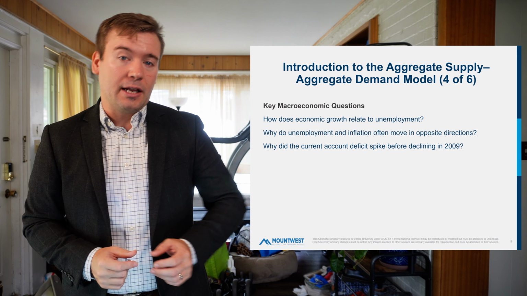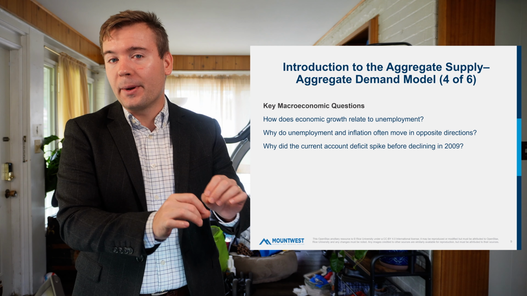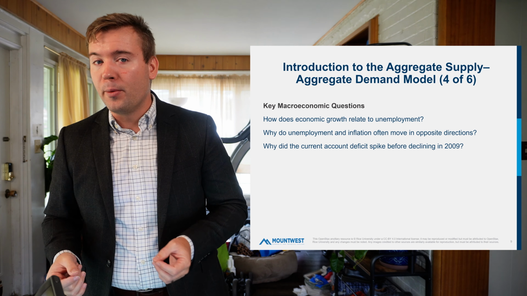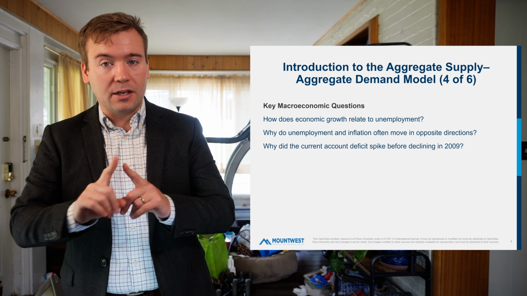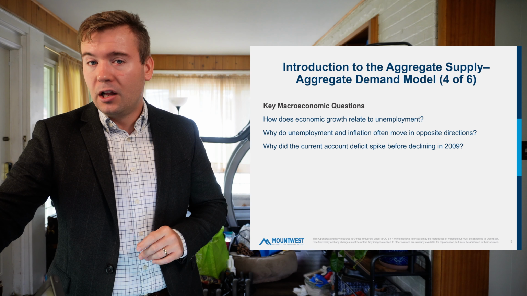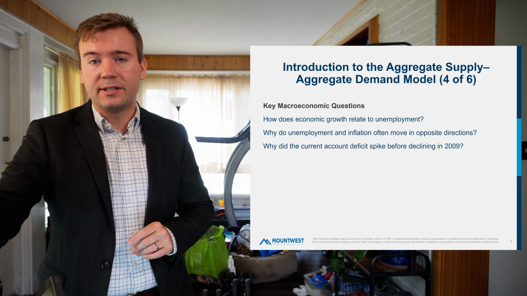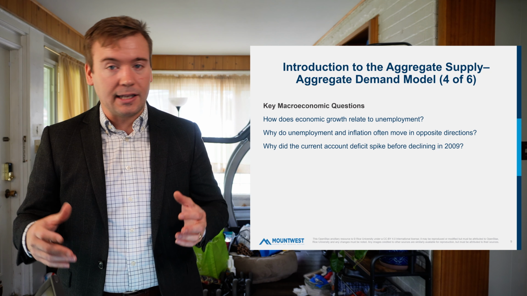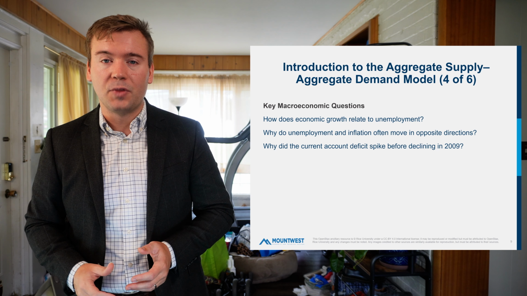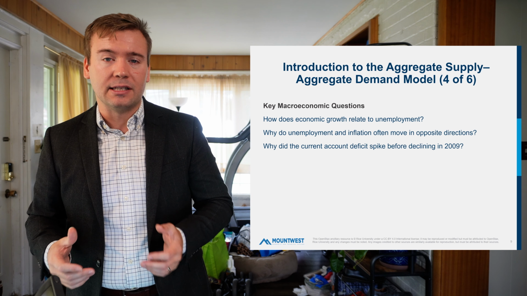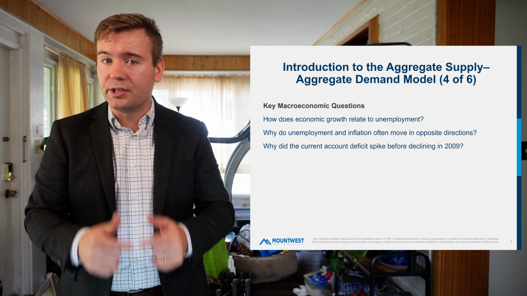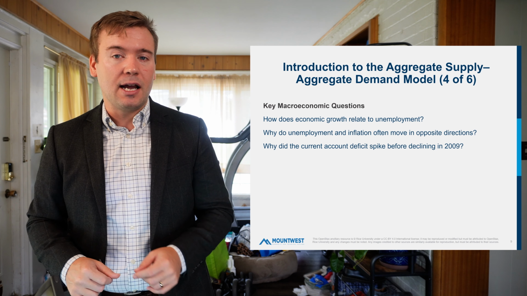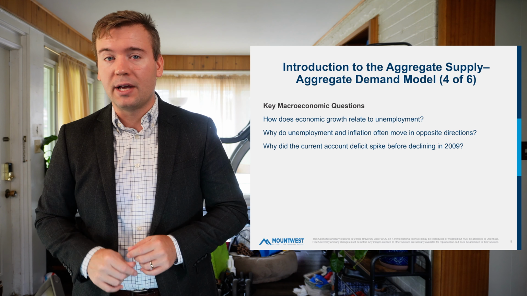How is the rate of economic growth connected to changes in the unemployment rate? Why do unemployment and inflation often seem to move in opposing directions? For instance, lower unemployment typically coincides with higher inflation and vice versa. And we saw this in periods like the late 90s or during the 2009 recession. And why did the current account deficit, which is essentially the balance of trade in goods and services we talked about in the previous chapter, why did that rise before significantly declining in 2009?